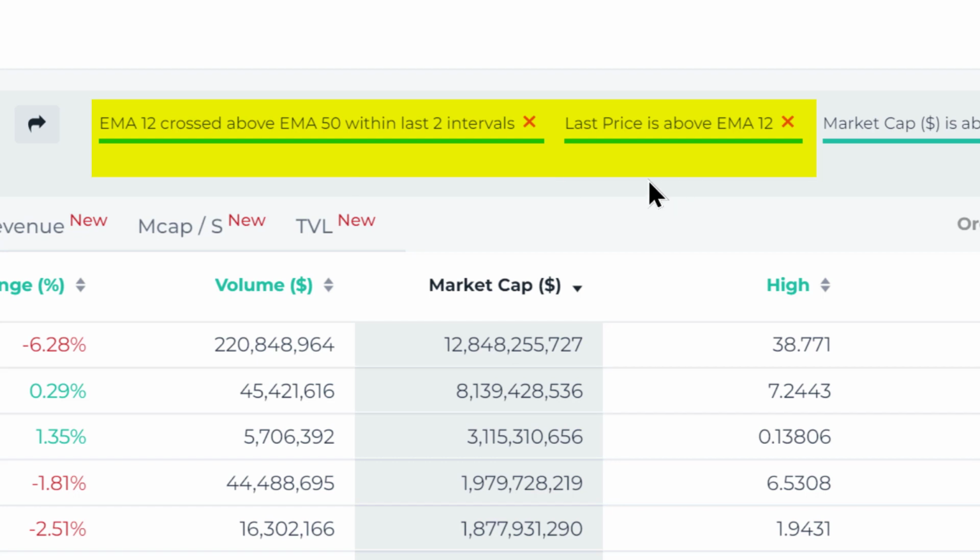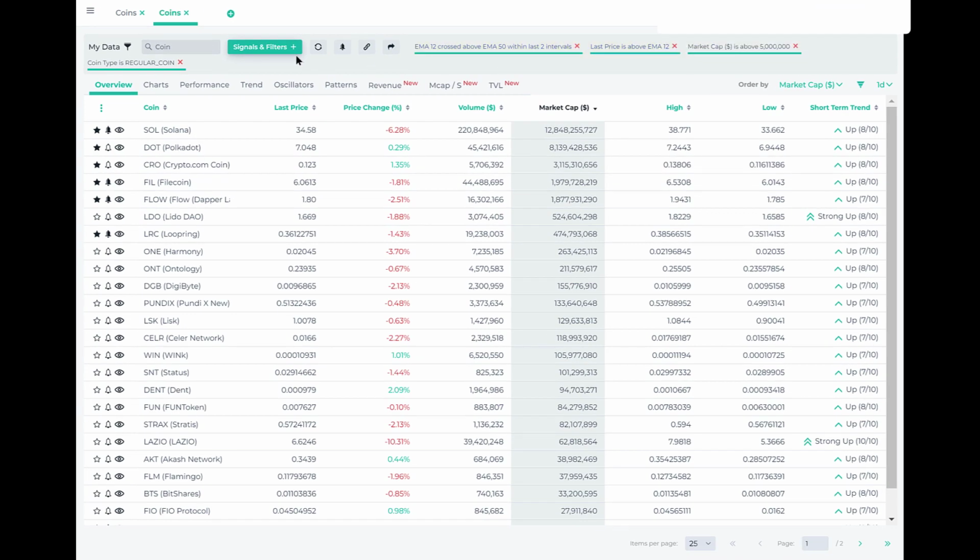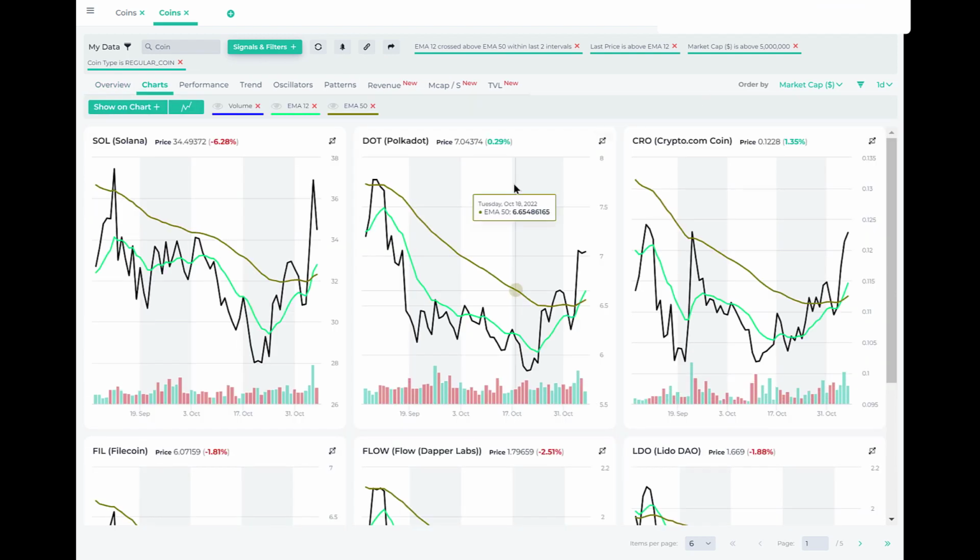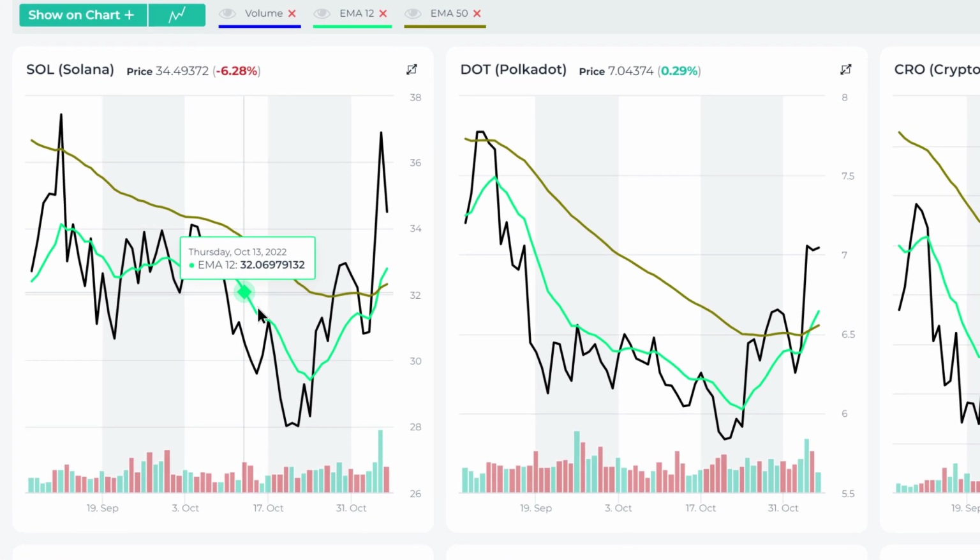We also want to see the last price still above the 12-day moving average. So the price is still headed higher, and there's some market cap conditions as well. So here's our list. Let's look at the charts. And here already pre-selected for you, we have in the chart the 50-day moving average, which is the dark green, and the 12-day moving average.